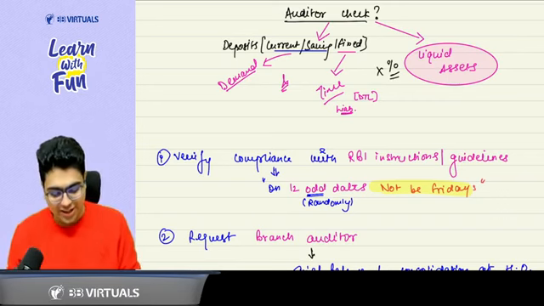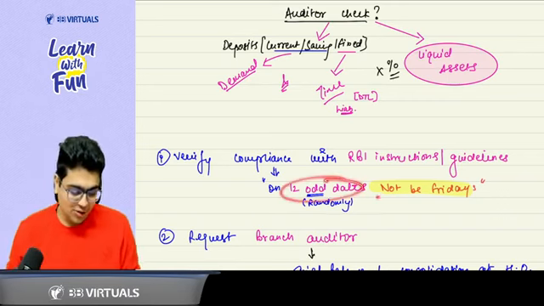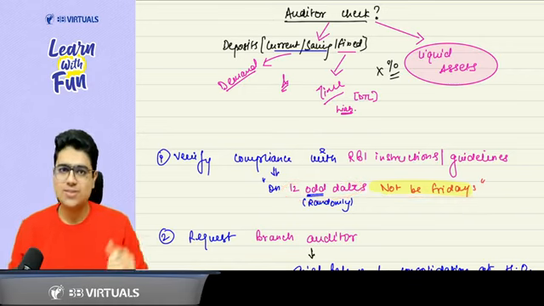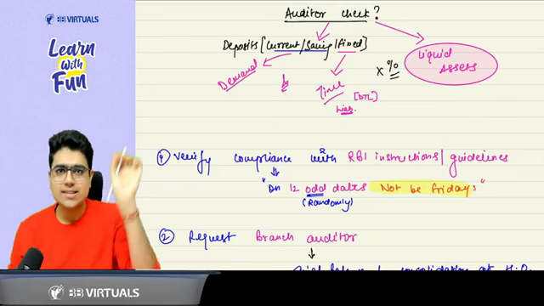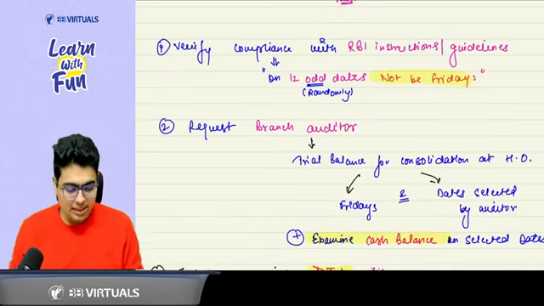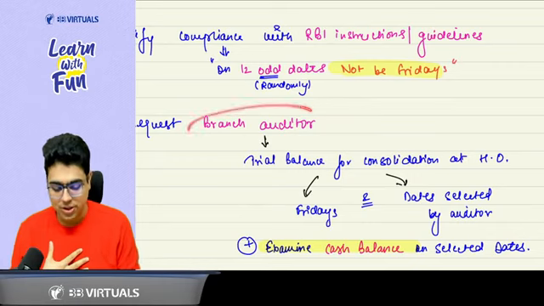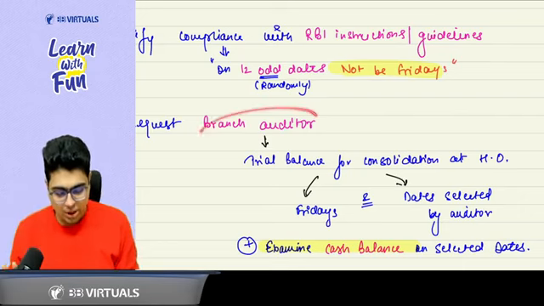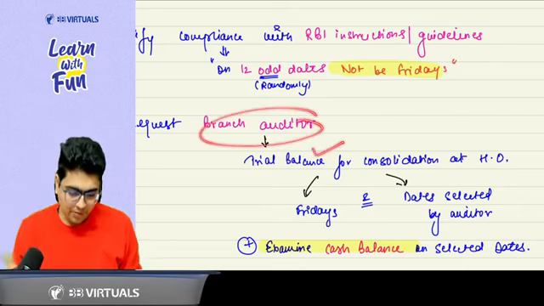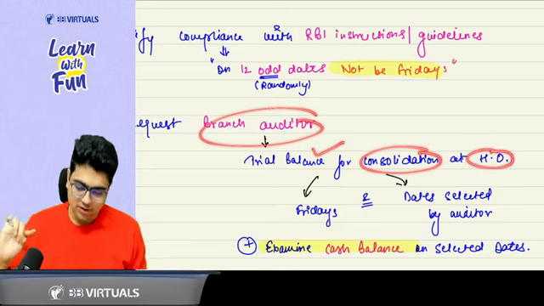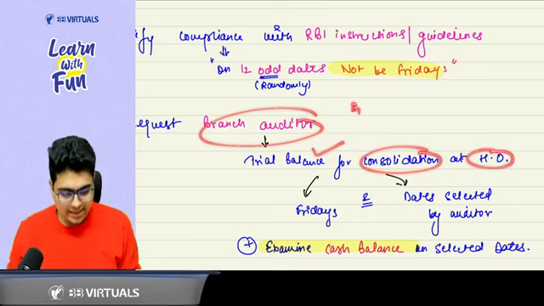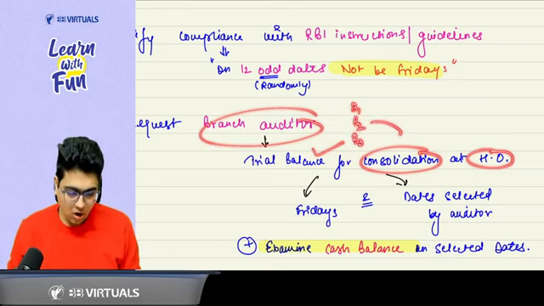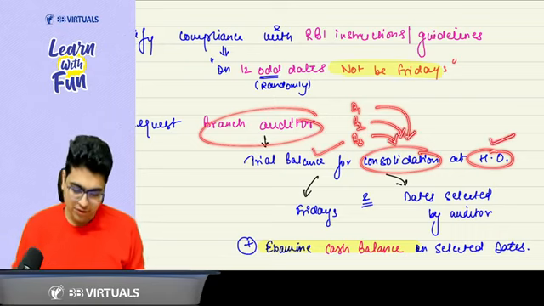So it says that the auditor needs to select 12 odd dates which should not be Fridays. Other than Fridays, we need to select the dates for checking the SLR compliance. Now it says as a central statutory auditor, as the head office wala auditor, you need to ask the branch auditor to submit the trial balance for the purpose of consolidation at the head office. Let's say there are many branches, branch 1, branch 2, branch 3. All of them will submit their trial balance for the purpose of consolidation at the head office.